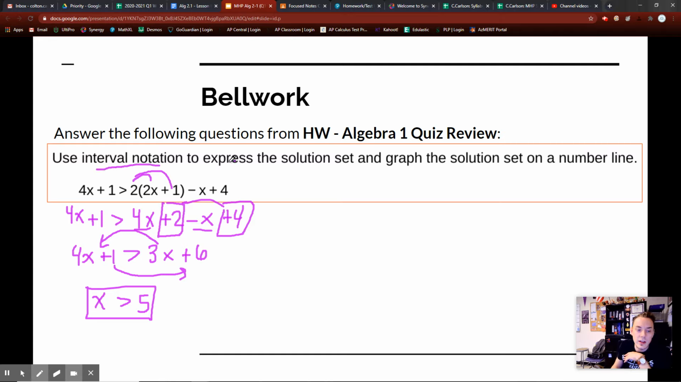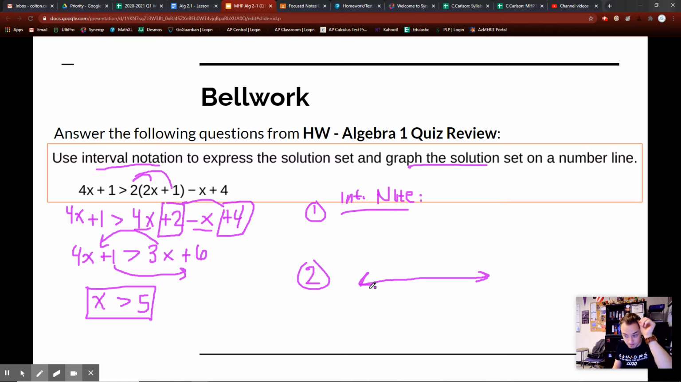Now, it wants to use interval notation, and it wants us to graph the set. So first things first, interval notation. Remember, I usually like to do the graph first so I can visually see it. So that's what I'm going to do. And if you need to do that too, that's fine. So this is my graph. Notice how this is going to be an open dot because it's not equal to, and it's pointing to the right. So I'm going to shade all of that.